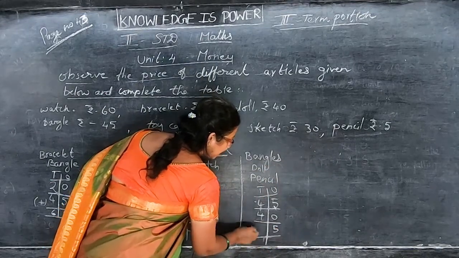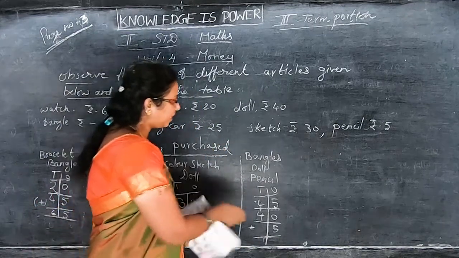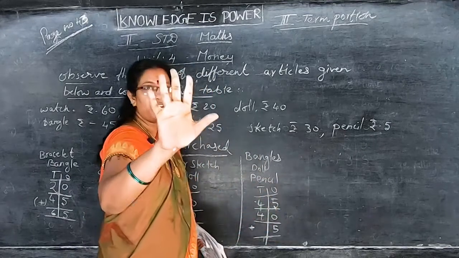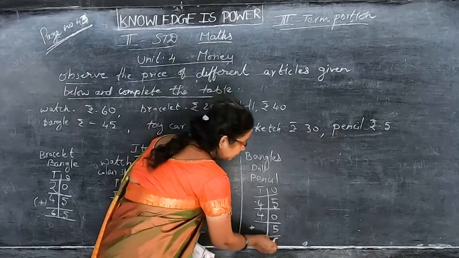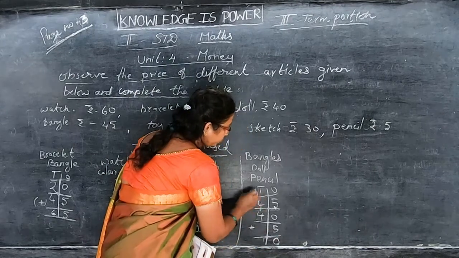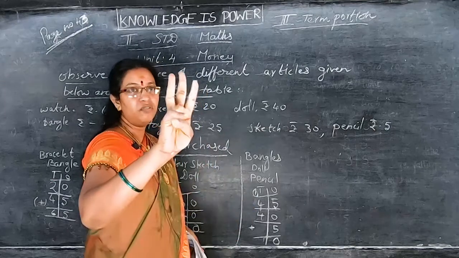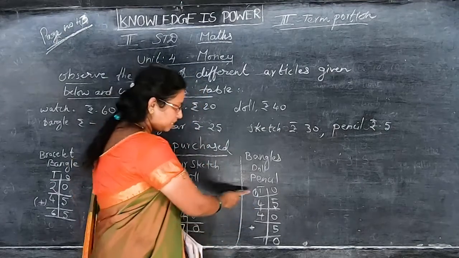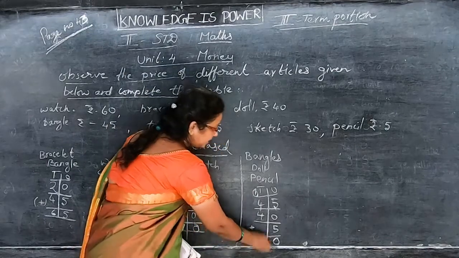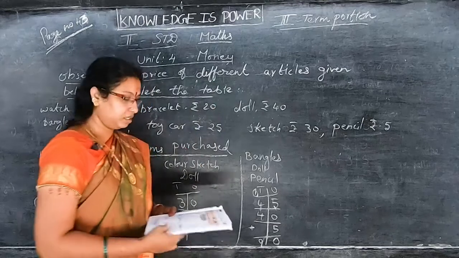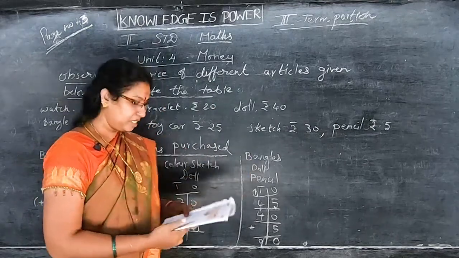You're going to add now. How much? Take 5 in the mind. Take 5 in the finger, after 5, 6, 7, 8, 9, 10. So you put here 0. The remainder 1 you put here. 4 in the mind. Take 4 in the finger, after 4, 5, 6, 7, 8. Here 1 is there. After 8, 9. So 90 rupees. Okay. For 90 rupees he bought this bangle, doll and pencil.